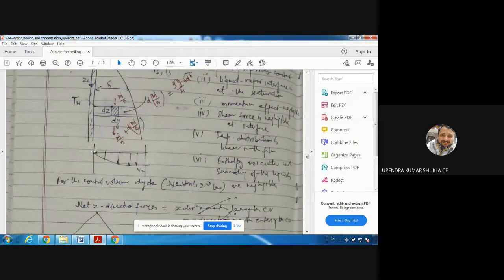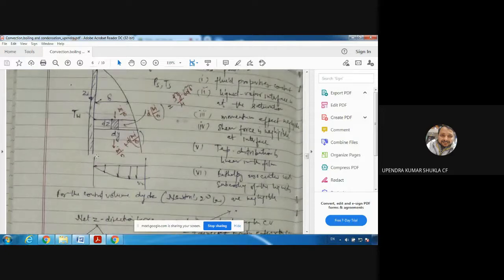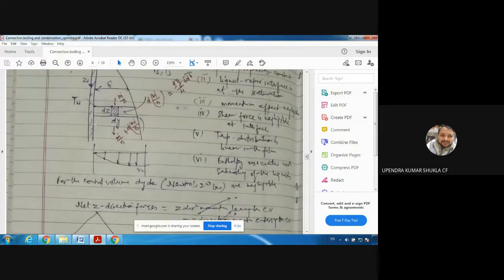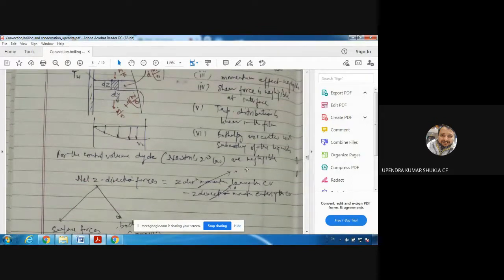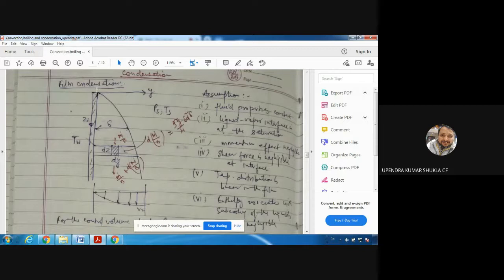Nusselt has assumed the temperature distribution within this film is linear. Linear means it will change from TW at this plate to TS, the saturation temperature, linearly. And the enthalpy associated with the subcooling of the liquid is negligible, because it will be negligible with respect to what? The latent heat of condensation.